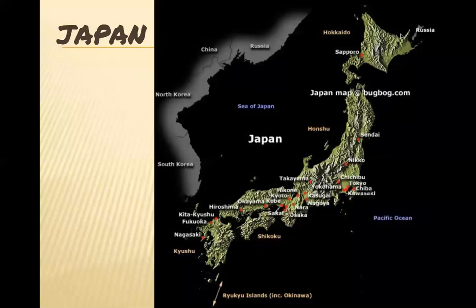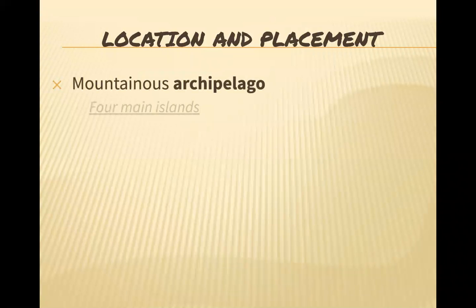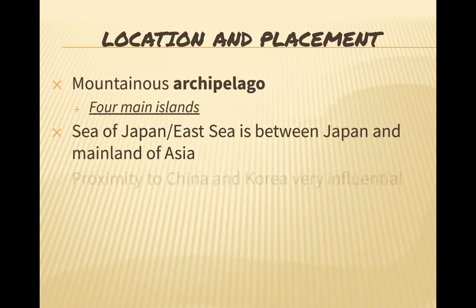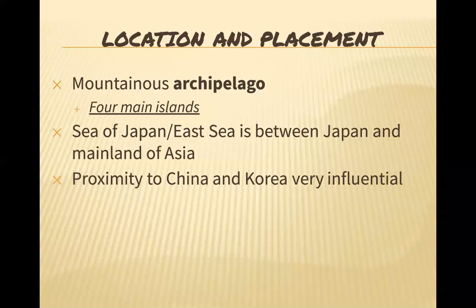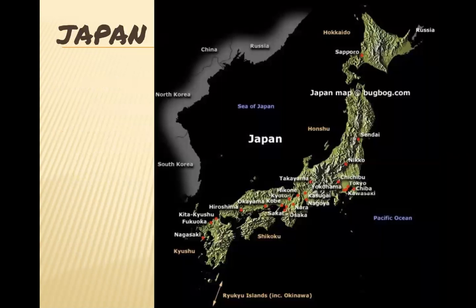Starting with Japan, does Japan on this map look flat or does it look mountainous? I hope in your head or out loud you said mountainous because it is a mountainous archipelago, which means 4 main islands. Sea of Japan, or the East Sea, is between Japan and the mainland of Asia. And Japan's proximity to China, which you will find here, made China very influential to Japan. And as you'll see, Sea of Japan, the East Sea, is right there in the middle.